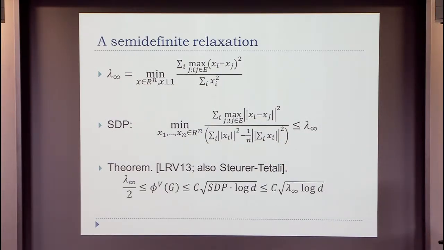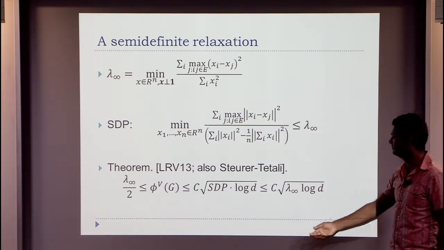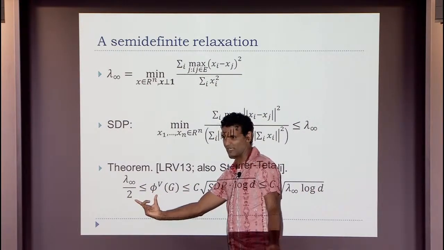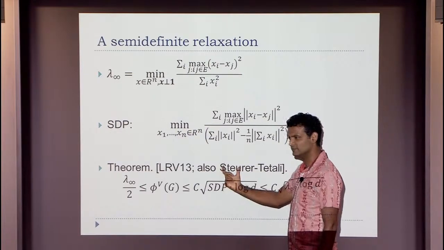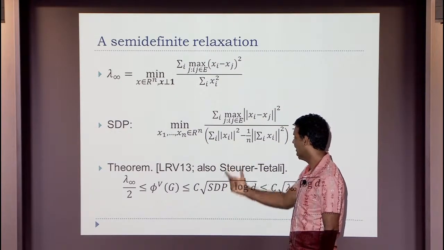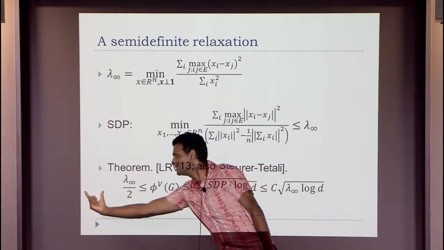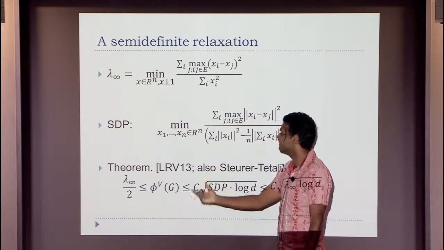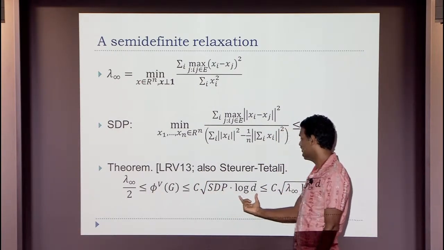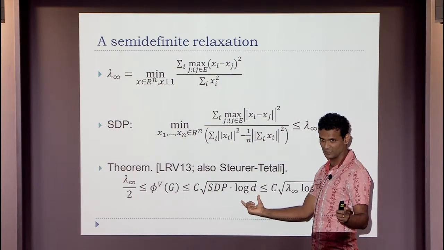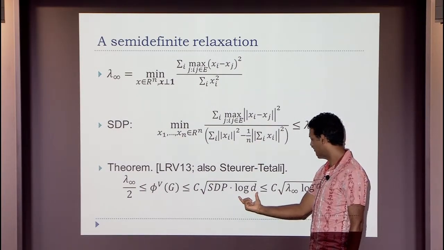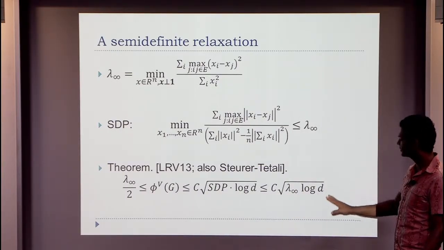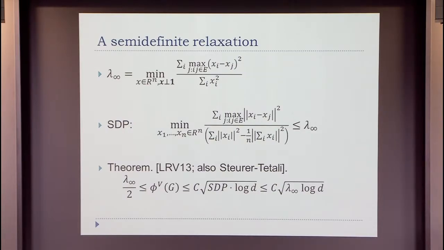And now here is the theorem. You have lambda. This we already showed by definition. Now this is a relaxation, so this SDP is also a lower bound. SDP is smaller than this. Now this will recover a cut which is at most square root of the SDP solution times log d. Not the d that you get from Cheeger, but log d. Edge expansion Cheeger log d. And of course, since SDP is lower than lambda infinity, it's square root lambda infinity. So the approximation is order square root log d.